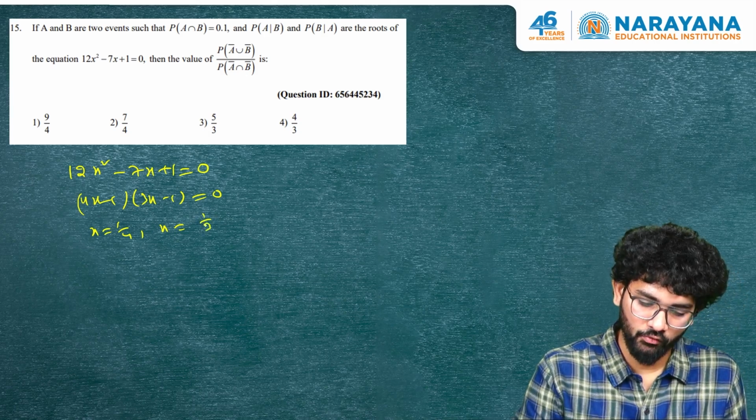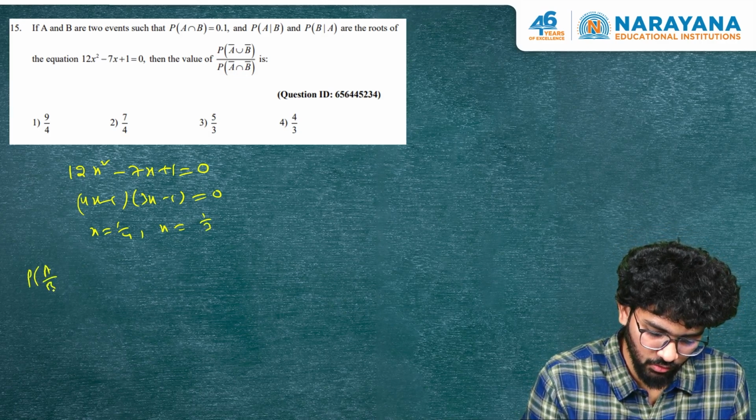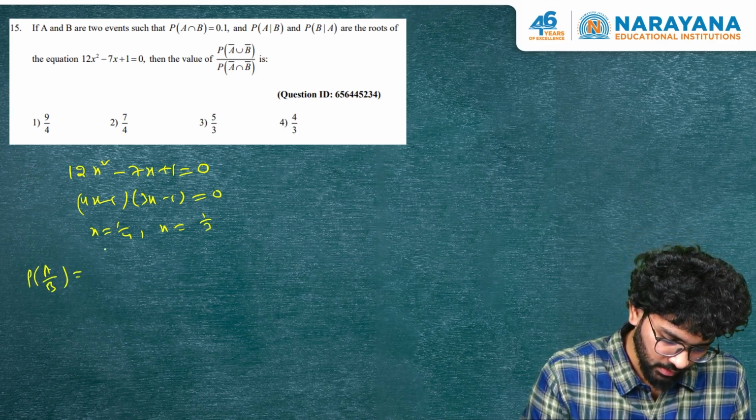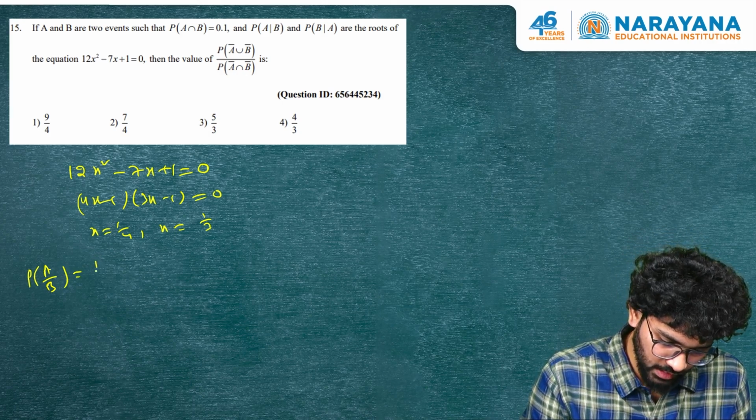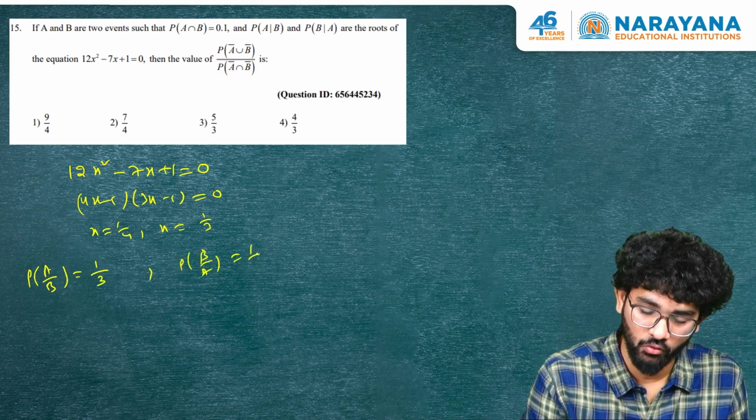So he said P of A by B and P of B by A are the roots. You can take anything: P of A by B equal to 1 by 4 or P of A by B equal to 1 by 3. Whatever you take, the answer remains the same. So if I am taking P of A by B equal to 1 by 3 and P of B by A equal to 1 by 4.